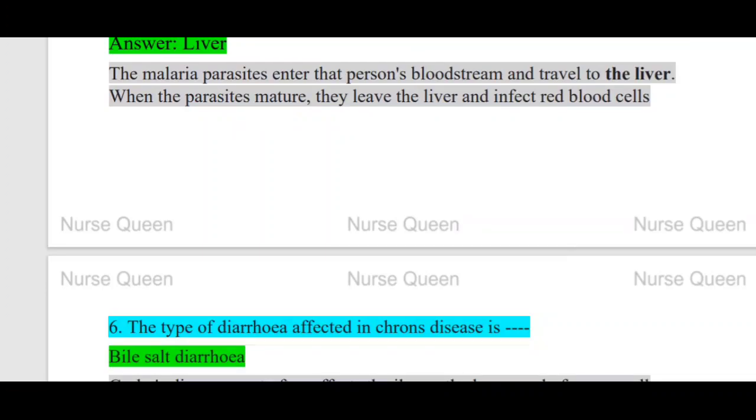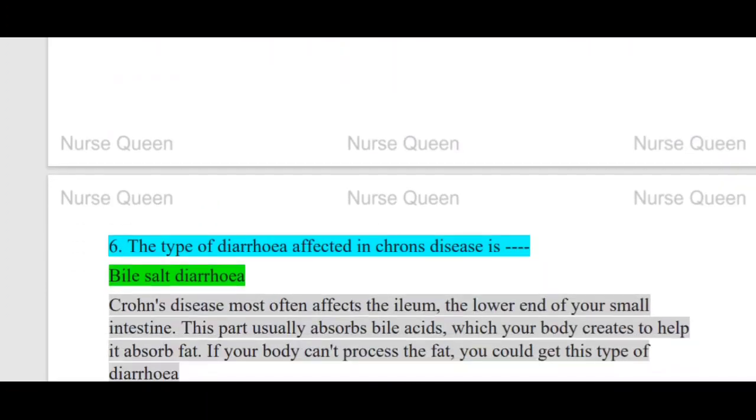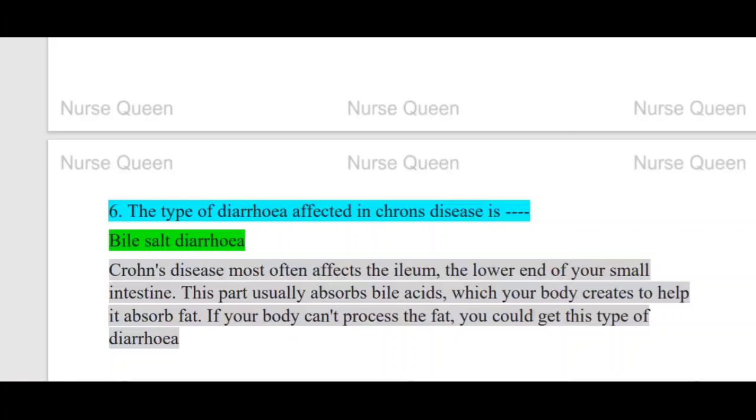Next question: the type of diarrhea affected in Crohn's disease is bile salt diarrhea. Crohn's disease most often affects the ileum, the lower end of your small intestine. This part usually absorbs bile acids, which your body creates to help it absorb fat. If your body can't process the fat, you could get this type of diarrhea.